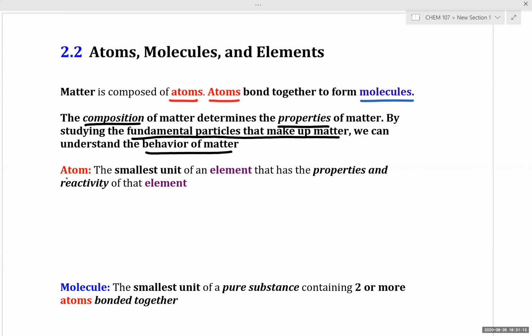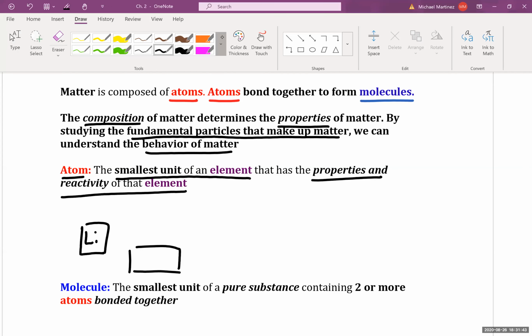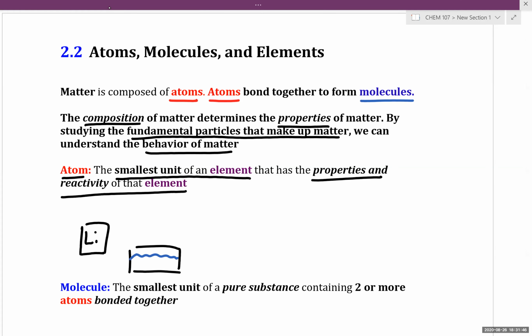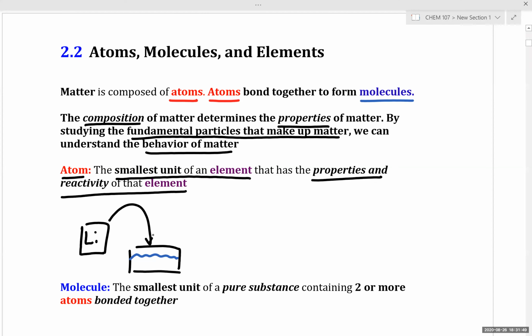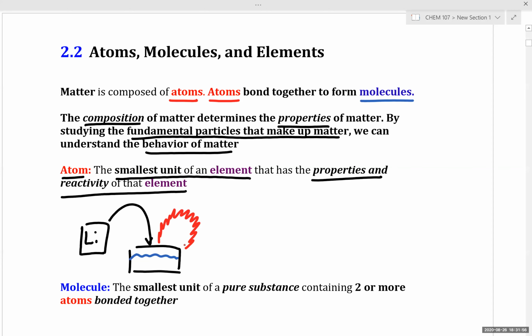So let's talk about atoms. Atoms are the smallest unit of an element that has the properties and reactivity of that element. Now, how do we parse this? Well, the classic example that I like to use is lithium metal. Let's suppose we have a sample of lithium. If you've ever seen some of these chemistry enthusiast videos, people love to record YouTube videos where they drop alkali metals into water. If you drop lithium into water, what you're going to see almost immediately is a large generation of heat, and you may even see a fire.